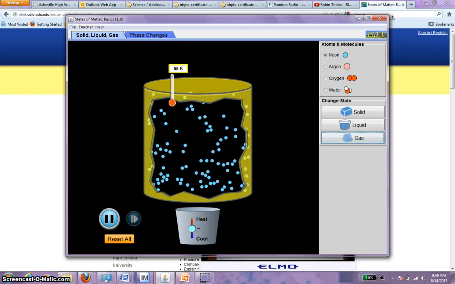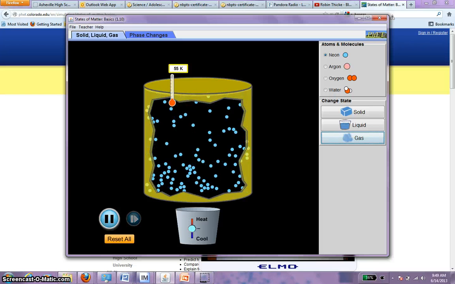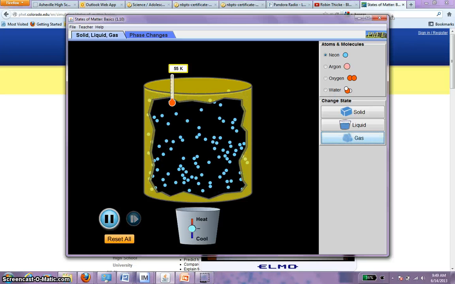Okay, so hopefully now you understand a little bit better about states of matter in general and how they relate to the different temperature scales that we use.